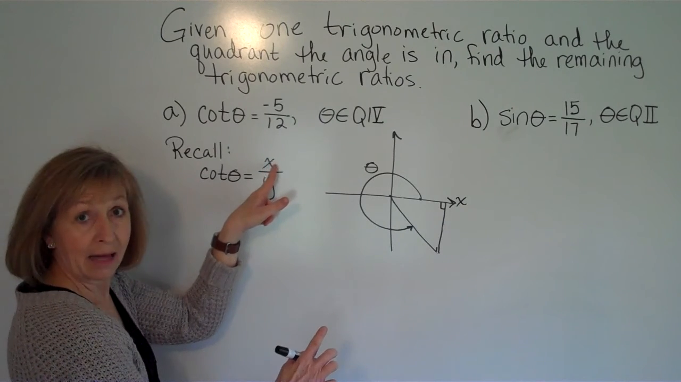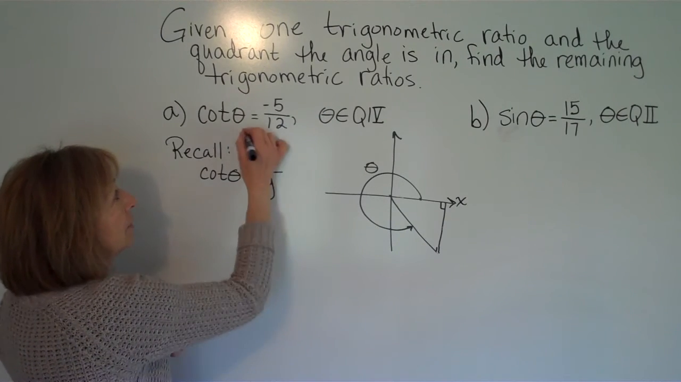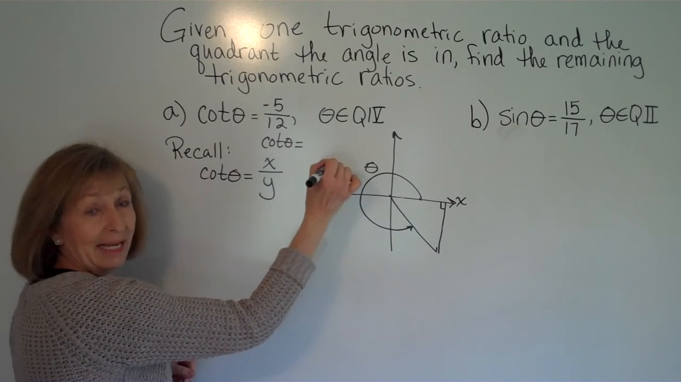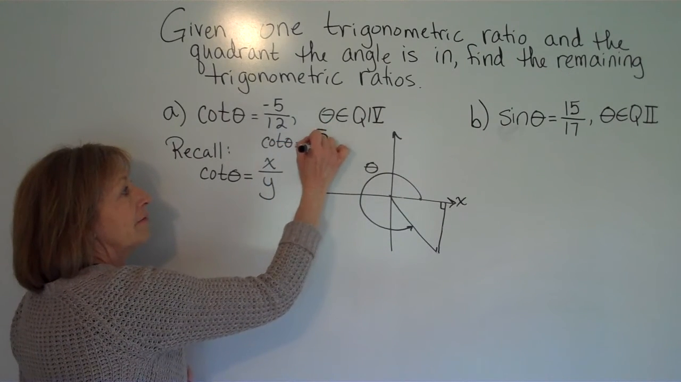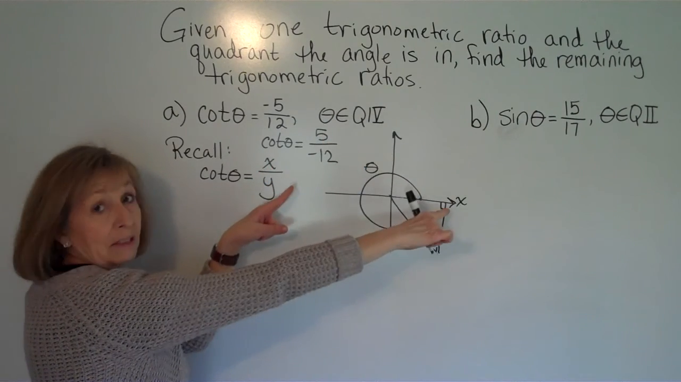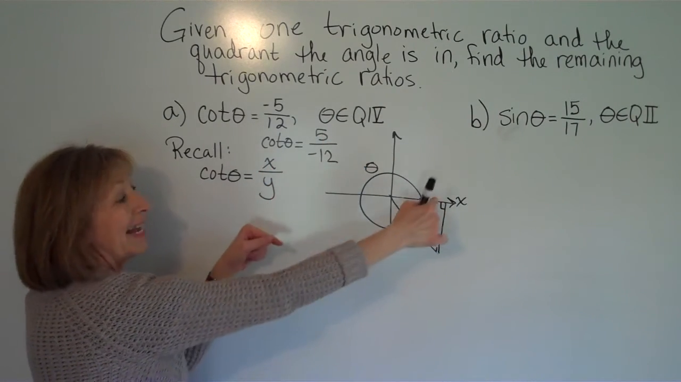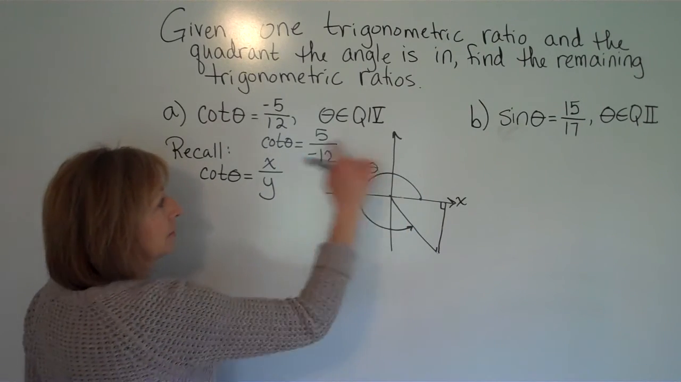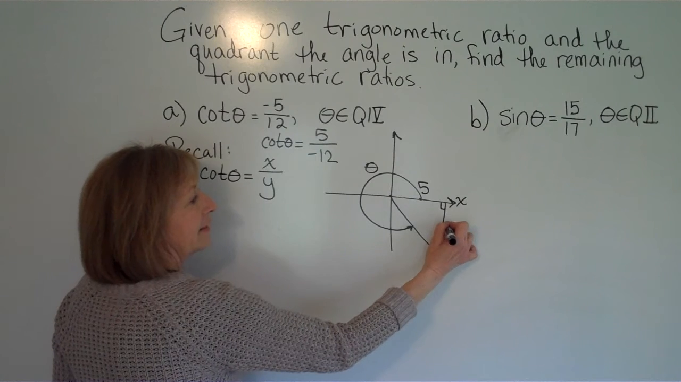the x is in the top, the y is in the bottom, so I need to think of this cotangent theta ratio they gave me as a positive 5 divided by a negative 12, because my x-coordinate has to be positive and my y-coordinate has to be negative to land in the fourth quadrant. Okay, so this is a positive 5, this is a negative 12.